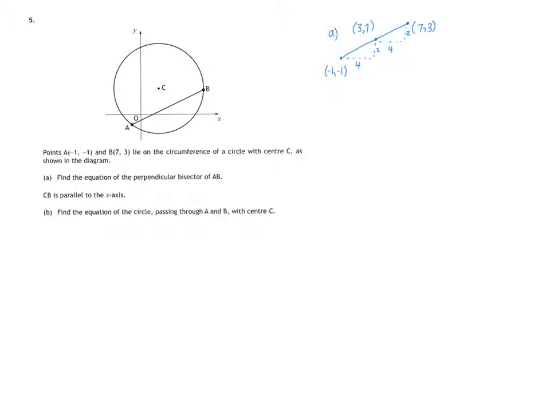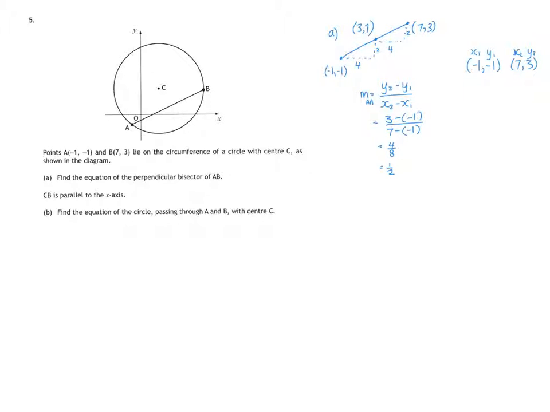Now we need to find the gradient of that first line, the line AB. So m is equal to y2 minus y1 over x2 minus x1, and we've got -1, -1, which is our x1, y1, and 7, 3, which is x2, y2. So we have 3 take away -1 over 7 take away -1. That gives us 4 over 8, which is a half. So that's the m of AB.